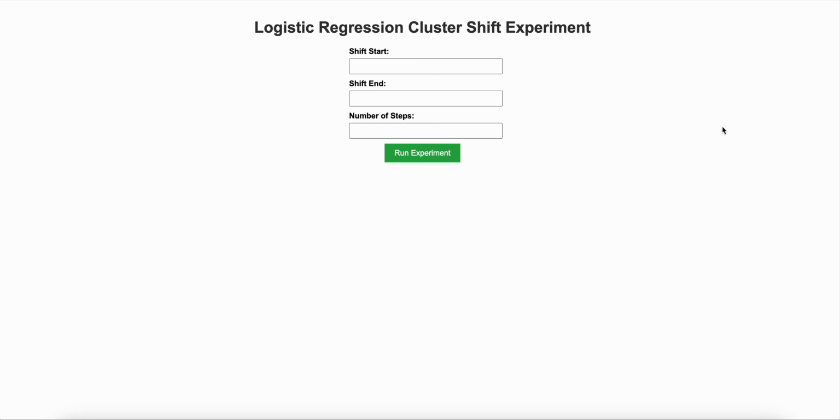Today in this video I will show the result of my logistic regression experiment as we analyze how the shift distance affects the decision boundary and the model parameters. So for the shift start, I'm going to use 0.25. For the shift fence, I'm going to use 2.0, and I'm going to make 8 different numbers of steps.